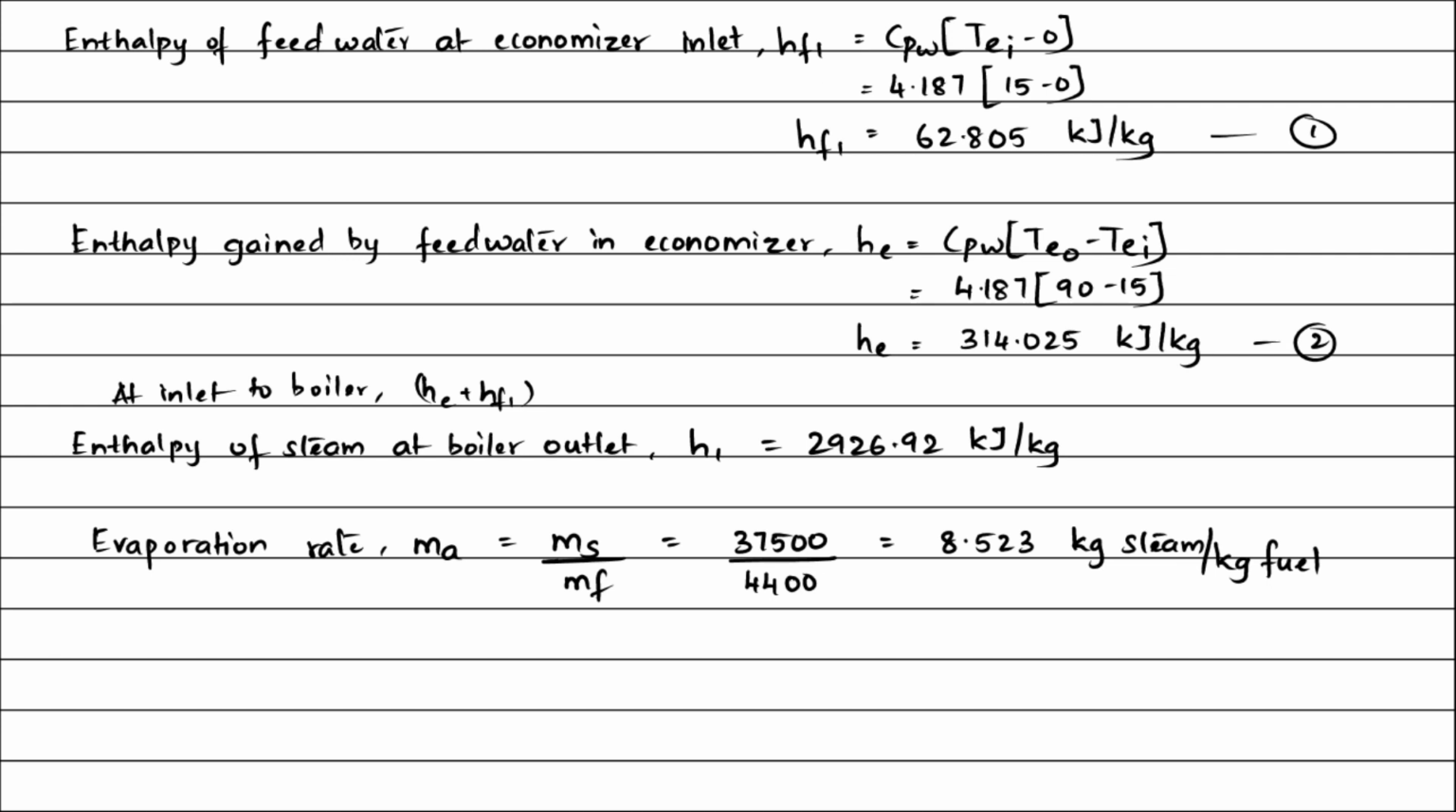So firstly, I have my equivalent evaporation, denoted by Me, equal to Ma into (H1 minus HF1 minus He) upon 2257, because equivalent evaporation is what we are considering just inside my boiler chamber. So I have equivalent evaporation here.